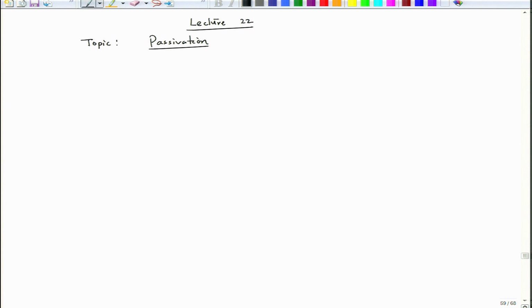Now, while we talk about passivation, we have already talked about stainless steel, where it passivates. Even iron also does passivate. The experiment that Faraday did is talking about the passivation of iron.